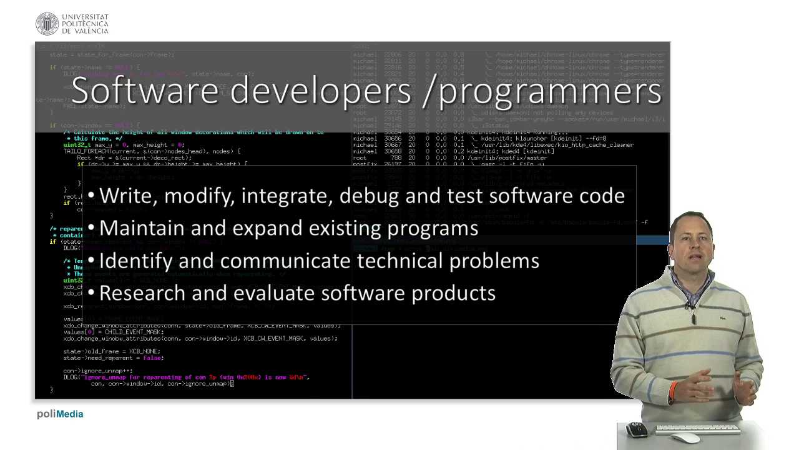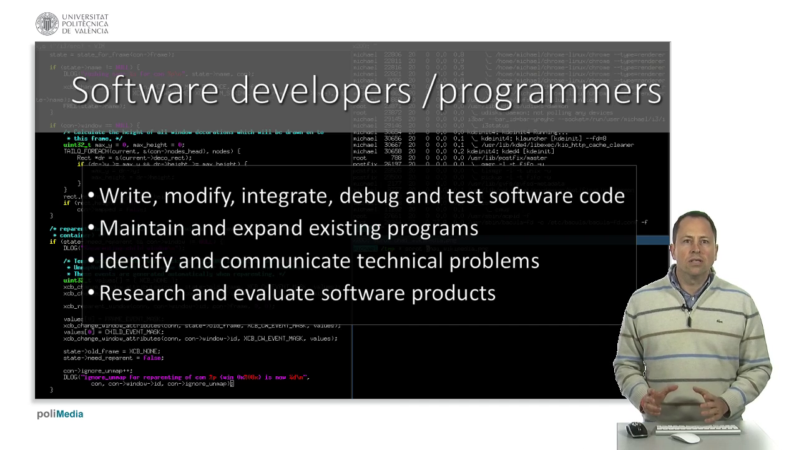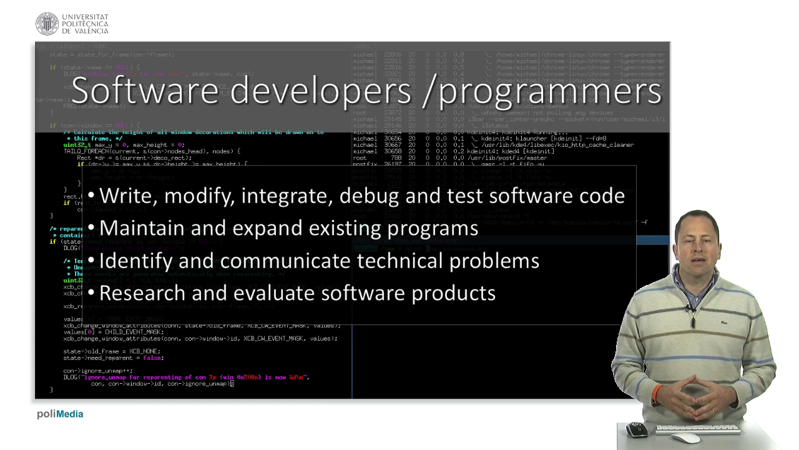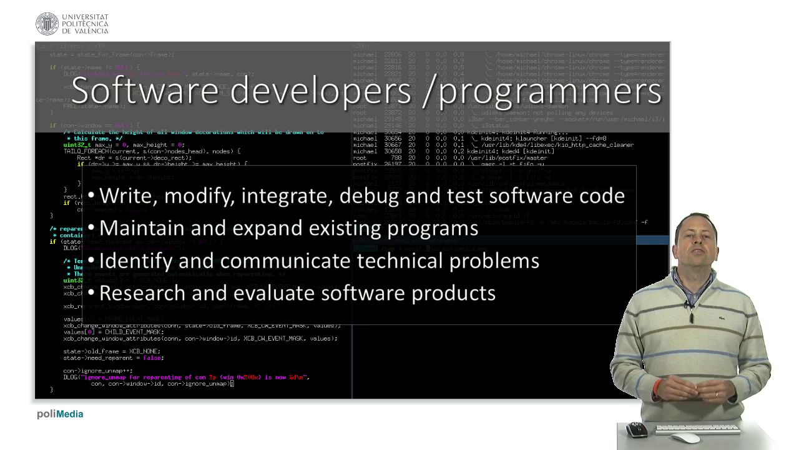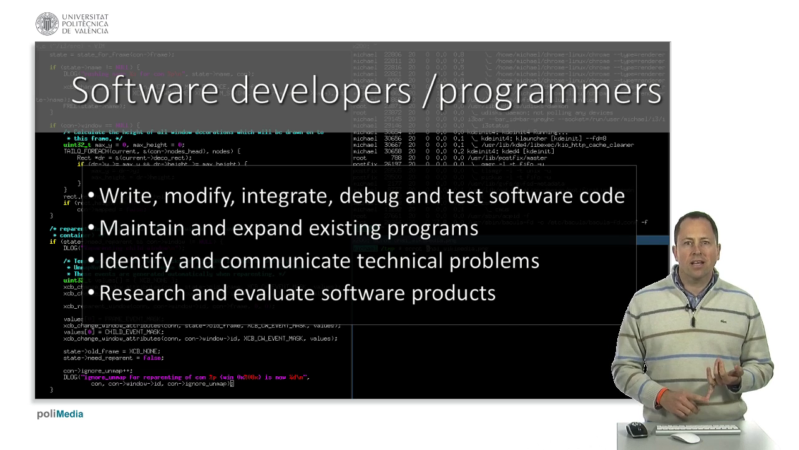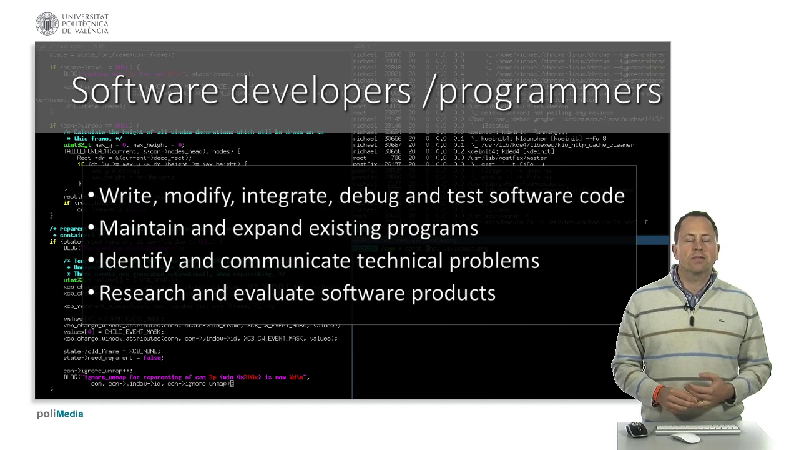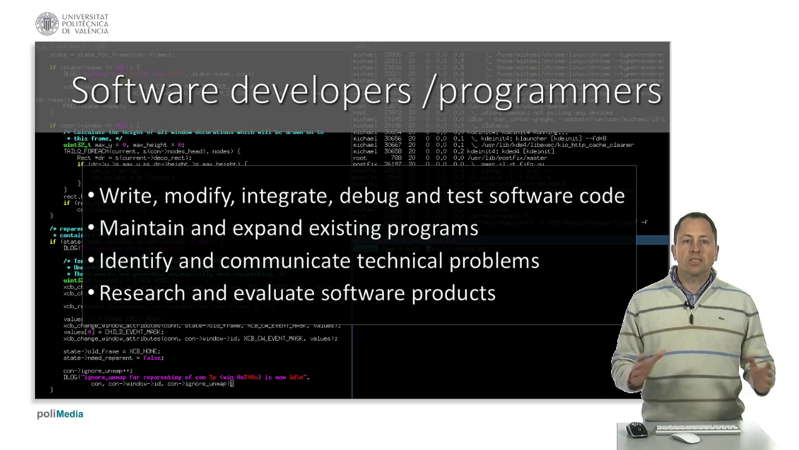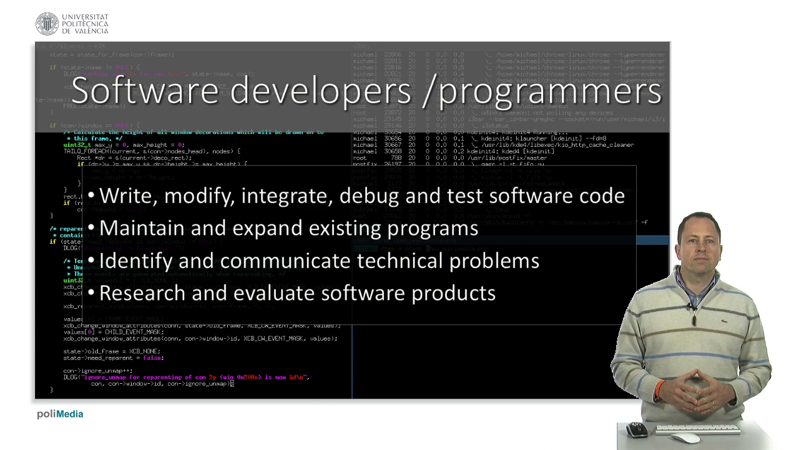Depending on the language and the programming environment, this code will be directly executed by the computer, this is in interpreted languages, or go through a translation process to convert it into machine code that can be executed by the computer. This is in compiled languages. Some of the duties of the software developers are to write, modify, integrate, debug, and test software code, make modifications and corrections to existing programs and small enlargements, and identify and communicate technical problems.